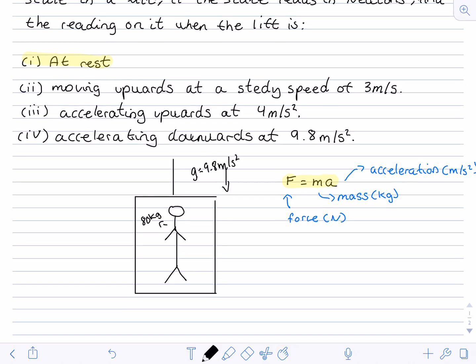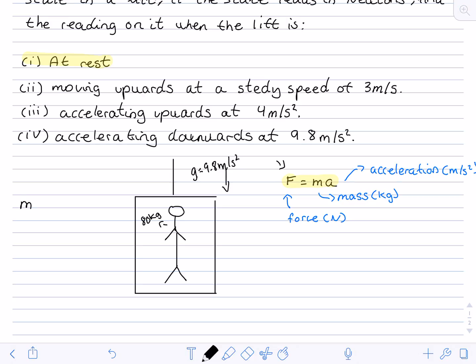We have this formula here, which is F = ma. Force is measured in newtons. It's equal to the mass, measured in kilograms, times the acceleration, measured in meters per second squared. Acceleration normally means gravity, but you might find exercises in which they say something different, like the acceleration of a car.